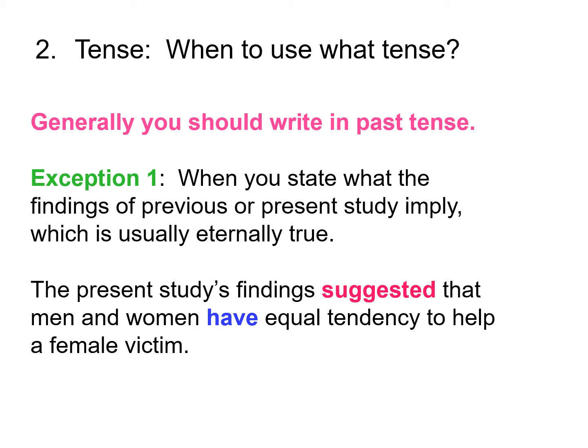Okay, now but you can see that this sentence, men and women have equal tendency to help a female victim, is in the present tense, and that is because what is suggested is something that was true in the past and probably is going to be true nowadays and probably will be true in the future. Okay, so that's why when you are writing something that is what the results actually imply, which is usually eternally true, you should write that in the present tense. Okay, that's the first exception.